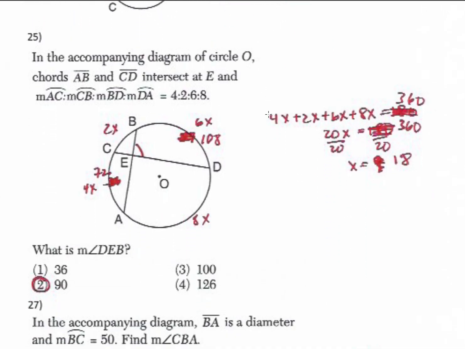Now, this next one, it says that the measure of arc AC to CB to BD to DA is in the ratio of 4 to 2 to 6 to 8. And I was really tired when I did these questions. I was falling asleep. They don't add up to 180. They add up to 360. So I had to go back and correct that.